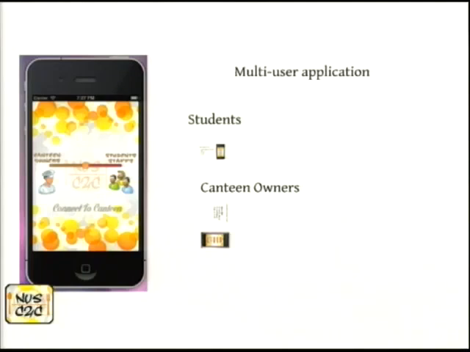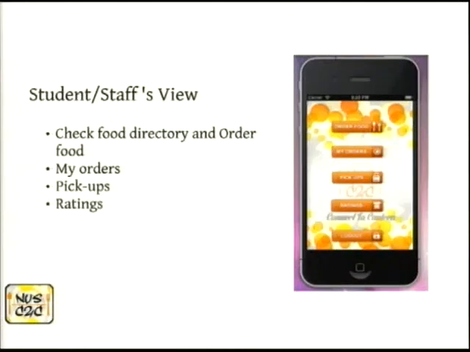As I said before, it's a multi-user application wherein we have put the needs of both users into a single one. The first and main one are our customers, who are the users of this application, and the second one is the canteen owners. Let's see what features we have for students. He can check the food directory and order a food item. Once ordered, he can track the status of the order in My Orders. Then he can assign the order for pickup to someone else, and he can rate a particular canteen on the service or the food offered.